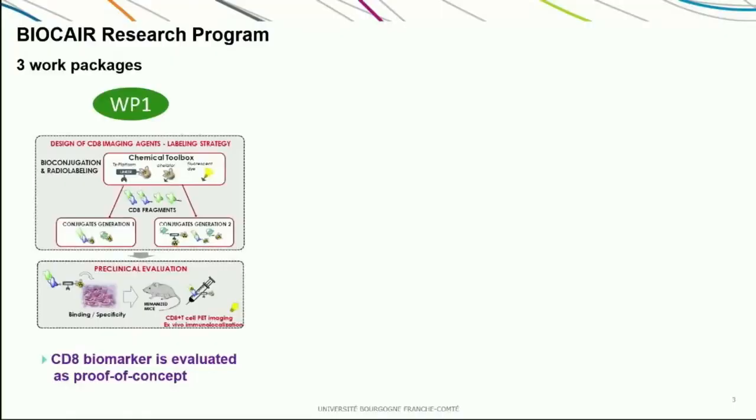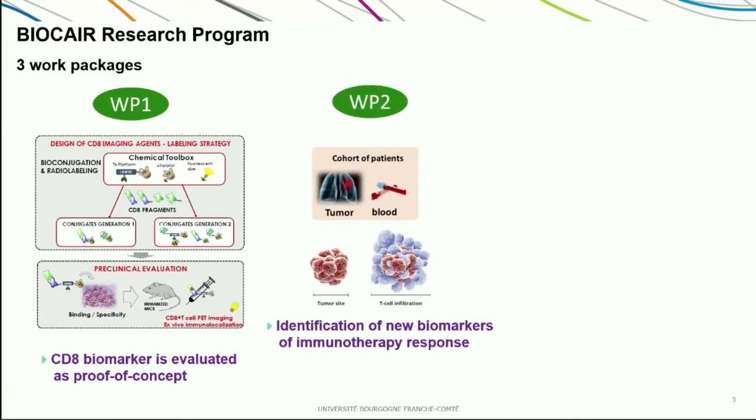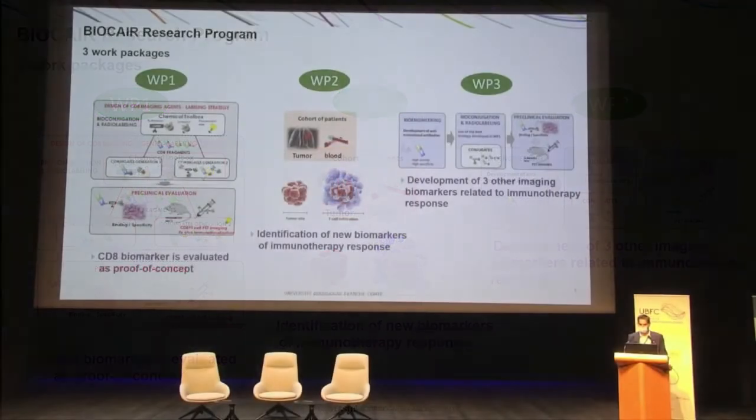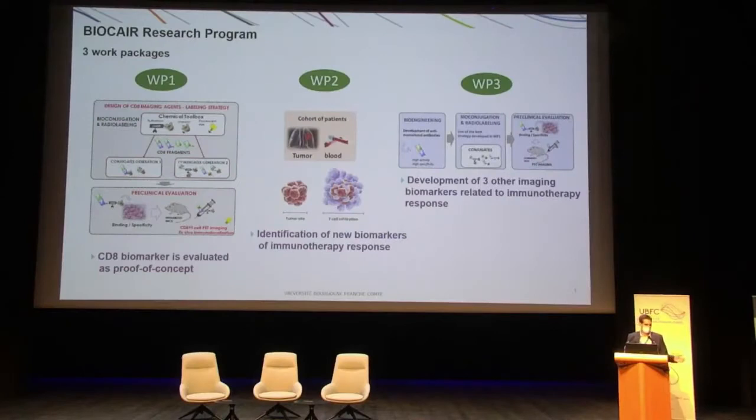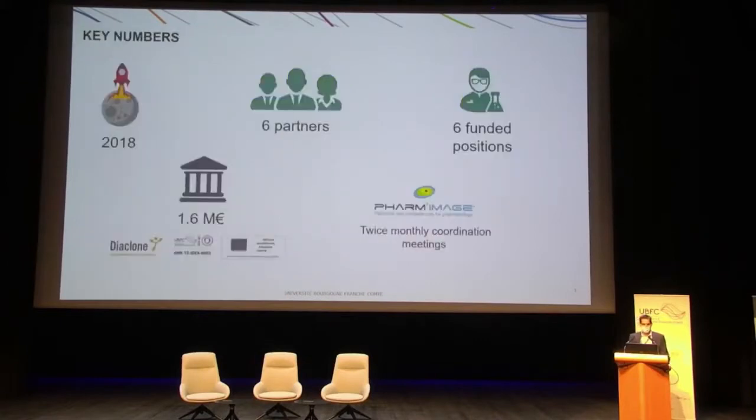We have 3 work packages in the program. The first one was to validate our strategy, the chemical strategy, the models, everything that has been used. For that, we use the CD8 biomarker, which is well known already in clinic, as a proof of concept to validate all the strategy. Then work package 2 was more focused on the clinic, to identify new immunotherapy response biomarkers based on 2 cohorts, one in lung and one in colon cancer. And work package 3 was to apply the strategy developed in the first one to these new biomarkers.